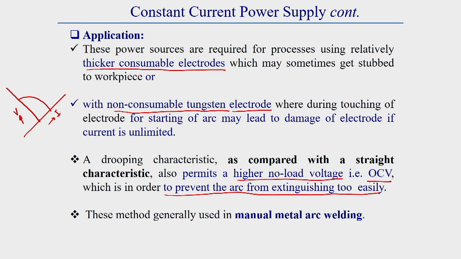Generally, this method is widely used in manual metal arc welding. Why is this method more widely used there? Because in manual arc welding, there are chances of fluctuation of the hand. If the hand fluctuates, the voltage will change, and if the voltage changes, there will be a change of current. If we use this type of power source characteristic, then corresponding to the change of voltage, the change of current will be marginal.